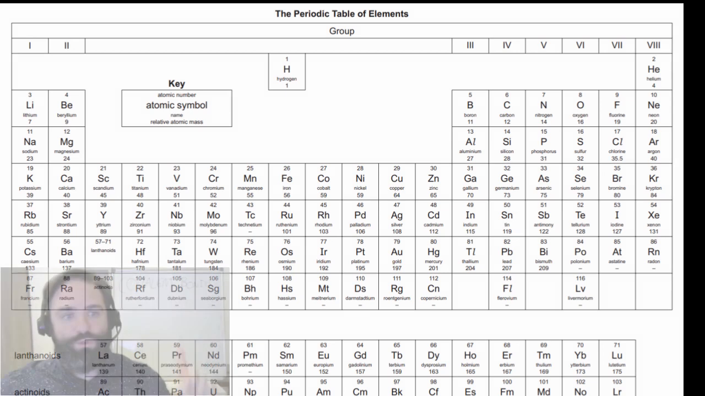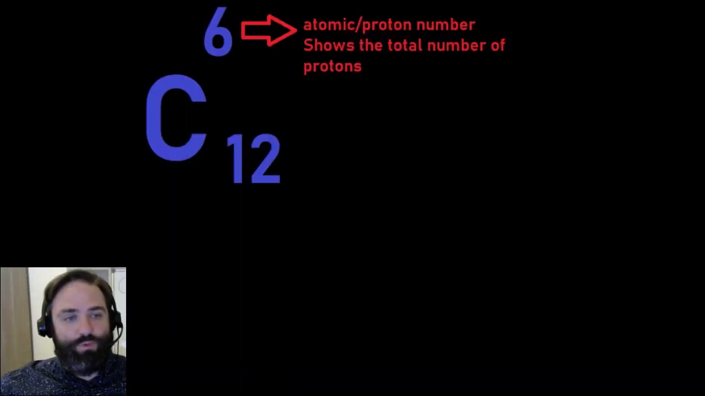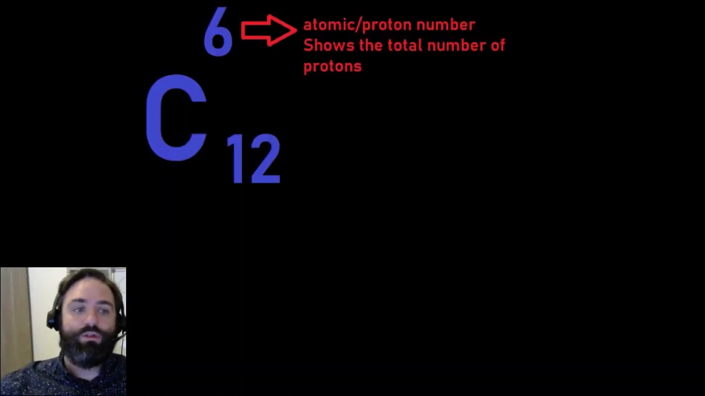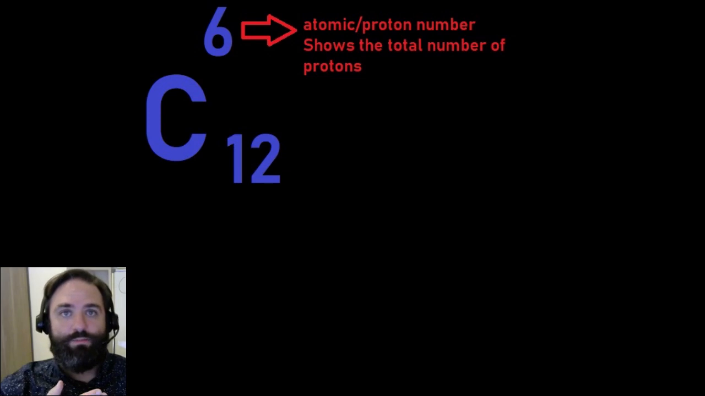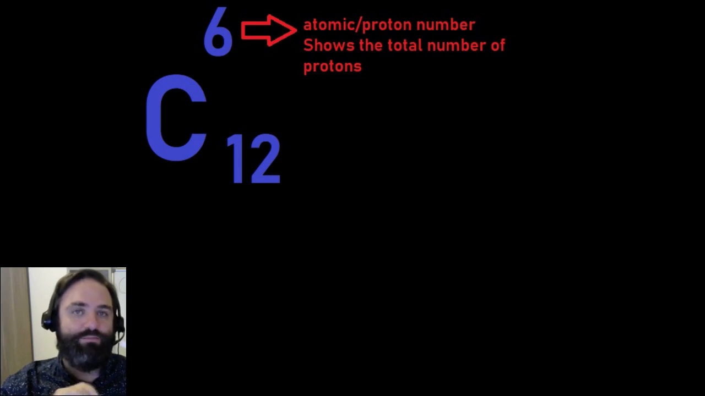you'll notice that it has 2 numbers. The smaller of the 2 numbers is called the atomic number or the proton number. It's always the smaller number. The atomic number is the same for every atom of carbon. It's always 6. That tells us the number of protons. So I know that every carbon atom has 6 protons.